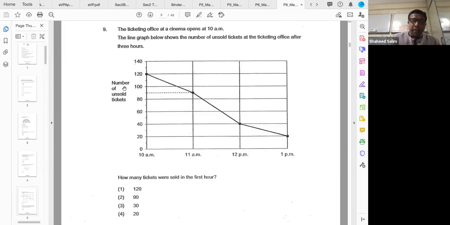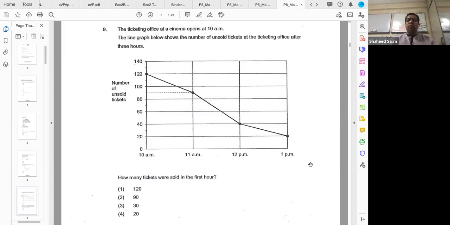Okay, remember down here it shows unsold tickets. That means this is not tickets sold, no. Tickets not yet sold. So can you see it going down? As time passes, more people buy, the number of tickets not yet sold will go down.